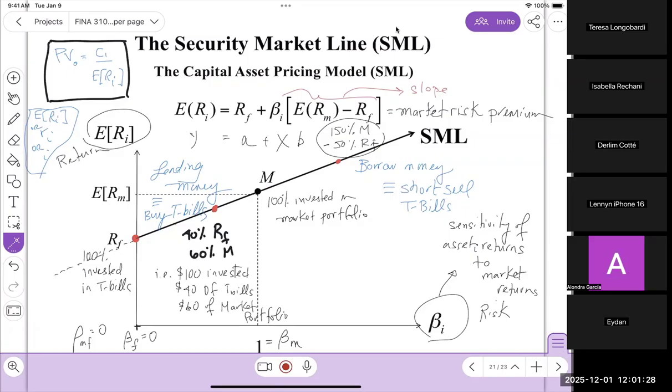We can do that as long as we have information about the T-bill rate, and there's only one, and the capital asset pricing model assumptions are in place. We have the information, we can estimate the market portfolio's return, and we can estimate the beta of that stock.